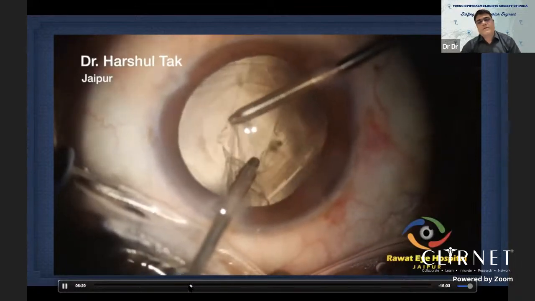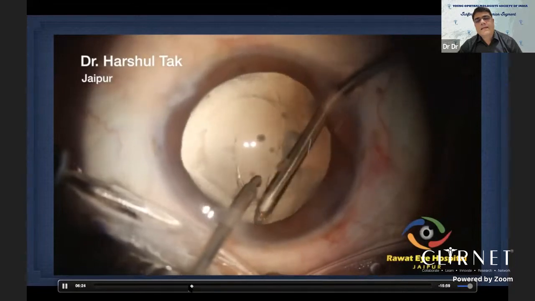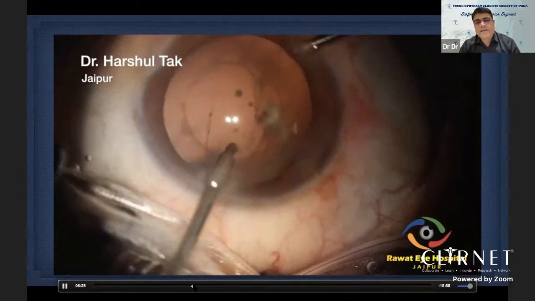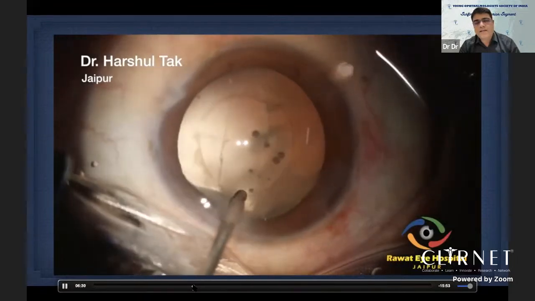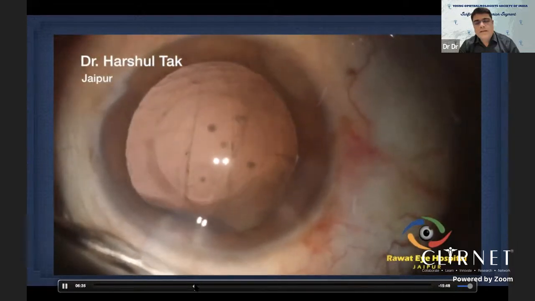So now, once you have cleared the entire capsular bag from the cortex, that's why you need a capsular axis which is not large. And again, I put OVD, and the 3-piece IOL is planned.